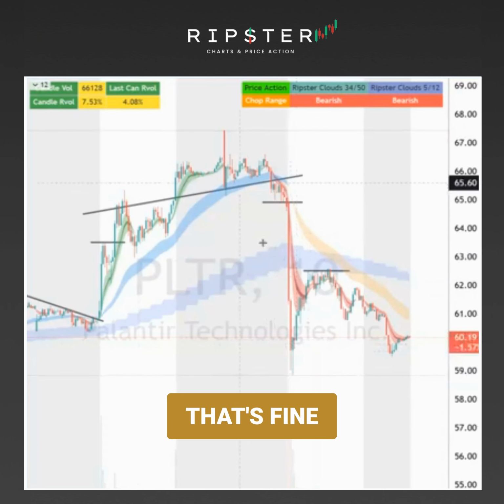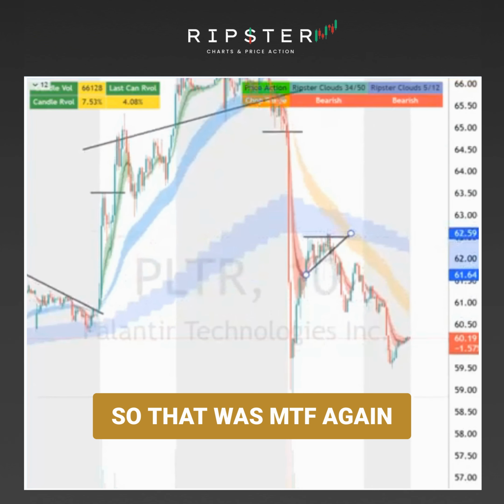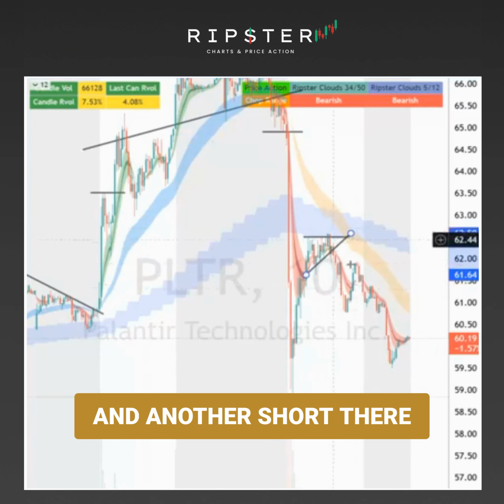Of course 10 a.m. bounces, that's fine. Then it gave another short in 512. So why did it give a short? Because there are MTF rejections there. So that was MTF again, the 1 hour MTF cloud helping with those rejections, and another short there.